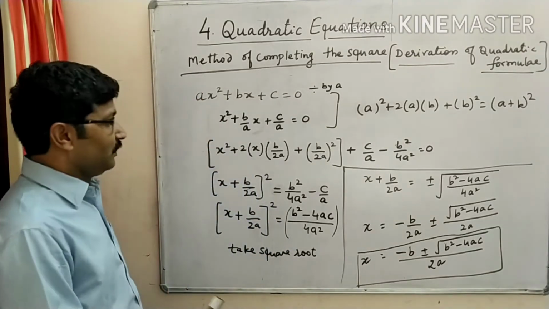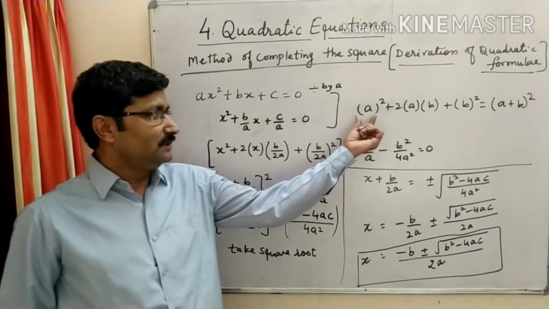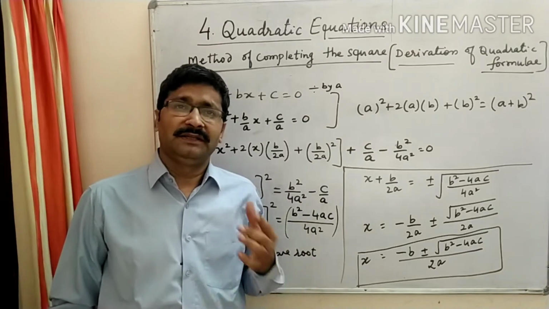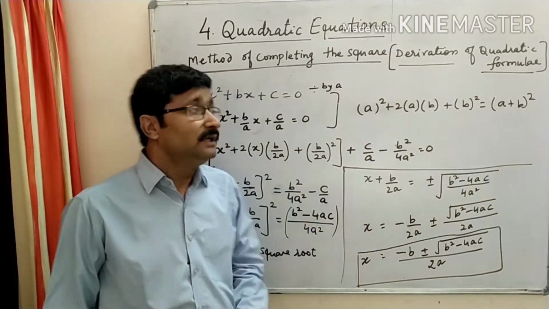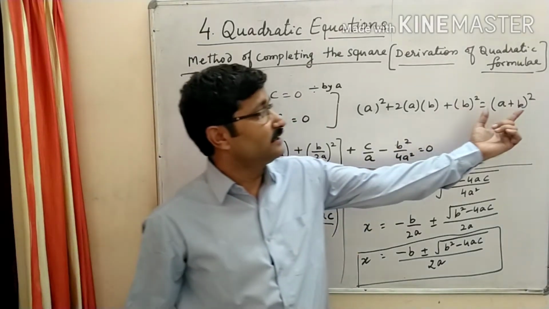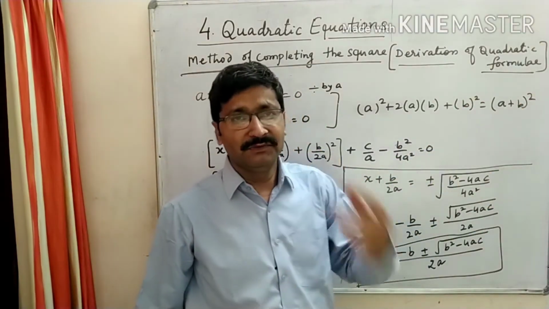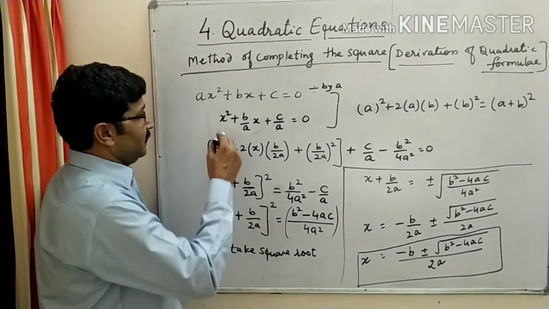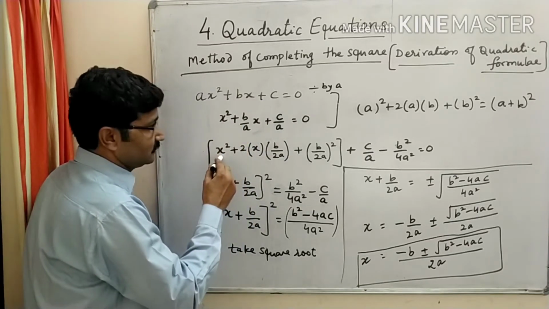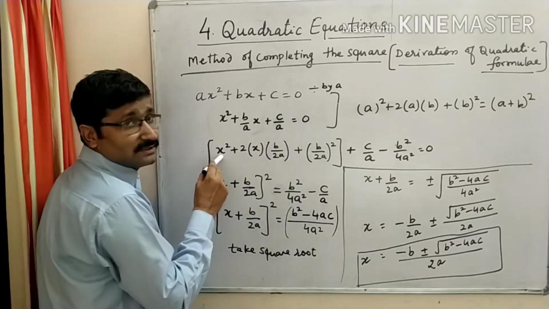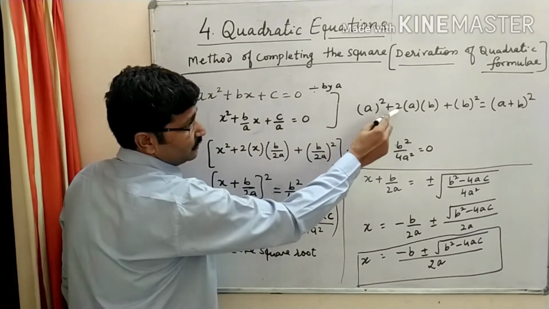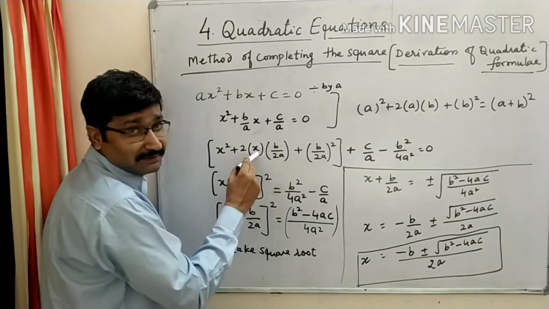Okay, now what you have to do, look here, this formula you should know: a square plus 2ab plus b square is equal to a plus b whole square. So first of all you take the first term, a square means x square, this x square as it is you can write. Now here 2a means 2x you have here.